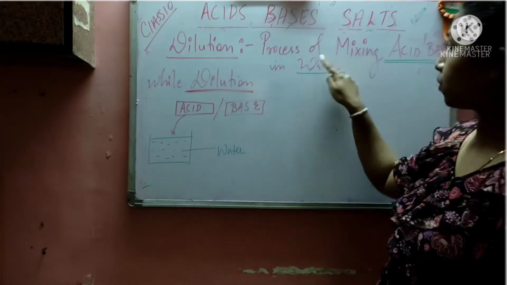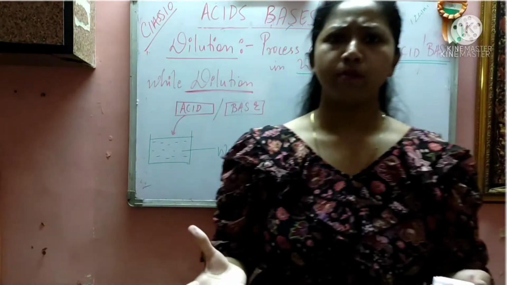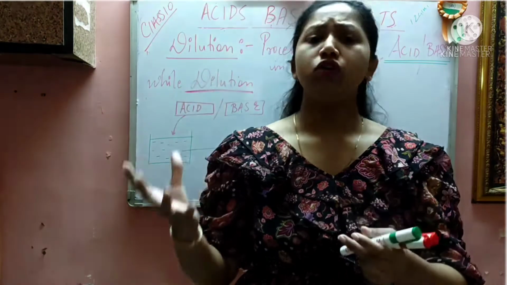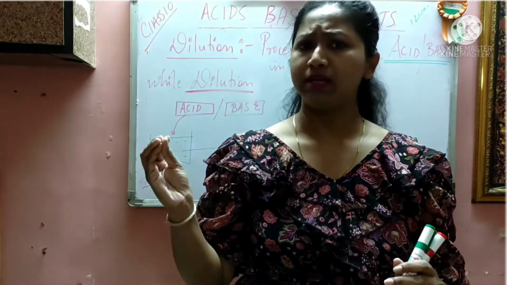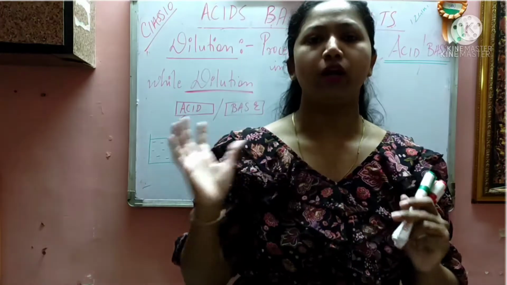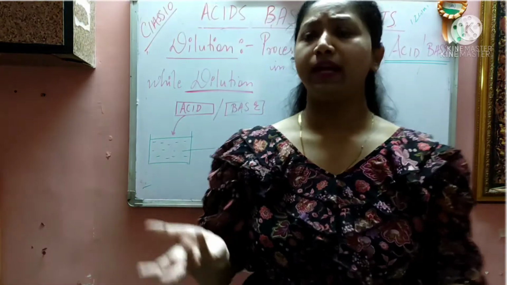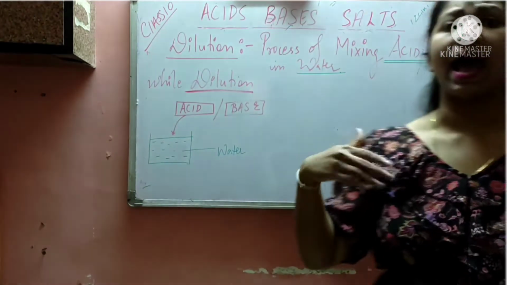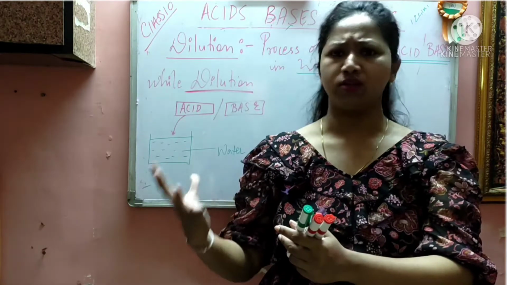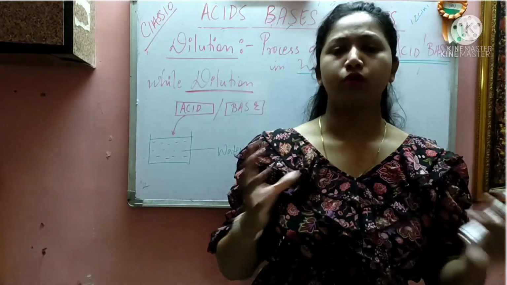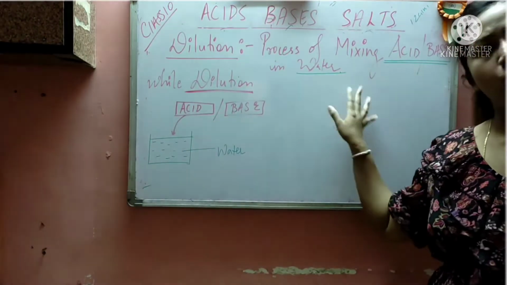Dilution is a process of mixing acid and base in water. If you take any chemical substance and dissolve it in water, then that process is called dilution. You take any concentrated acid or concentrated base and you dissolve it in water. That process is called dilution. So it's a process of mixing acid and base in water.